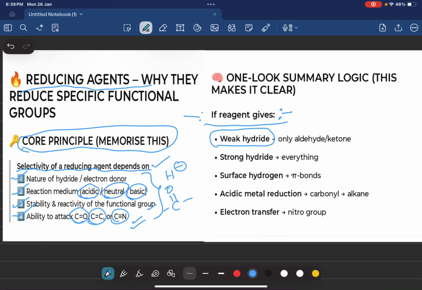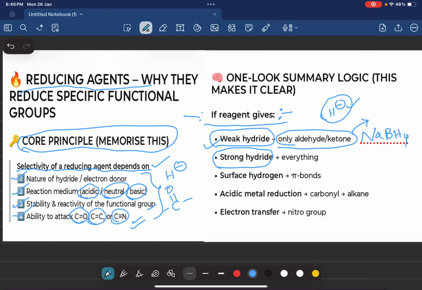Here, a reducing agent generally means it will produce H minus. Weak hydride: if the reducing agent can give H minus ion very slowly or weakly, those reducing agents can reduce aldehydes and ketones to the respective alcohols. An example of this is NaBH4. If the reducing agent can give H minus ion very effectively, take the example of LiAlH4.